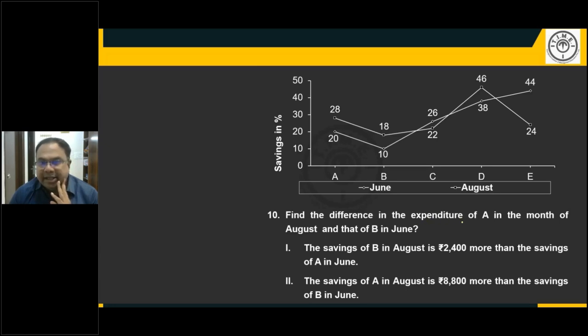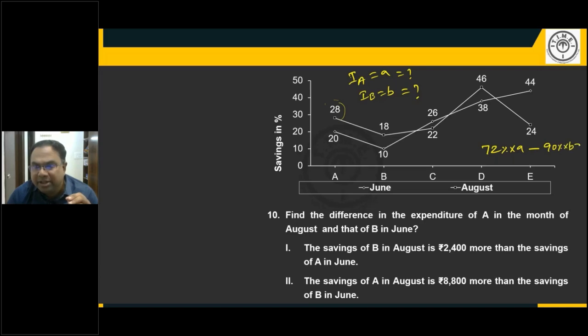Find the difference in the expenditure of A in the month of August to that of B in the month of June. See, whatever it might be, you want to find out the difference. I should know income of A. I should know income of B. If I know these two, I can answer. How much is A? How much is B? That I should know. August is square box, 28% savings means expenditure is 72% of A, minus B in June. June is rhombus shape and 10% savings means 90% of B. This difference is asked. Obviously, you have percentages, so you should know individual incomes to answer the question.